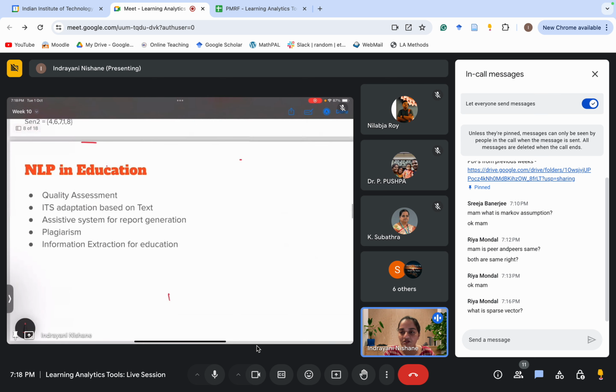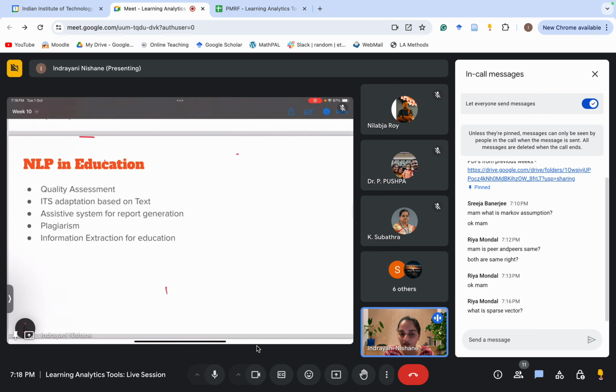Even though the name sounds fancy, it is just counting the frequency, counting how many words are happening in what sequence. Okay, so now in the education domain or in the learning analytics domain, we can use NLP for adaptation or personalization based on text. We can have NLP-based assessments, and based on the assessment we can have adaptation for each student based on the answer which they have given.